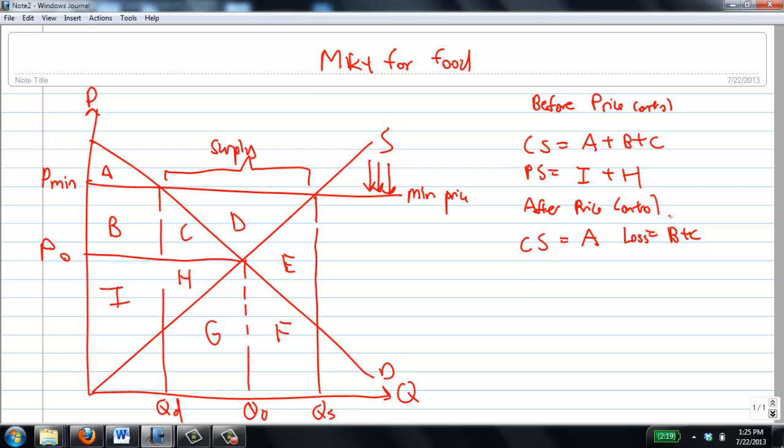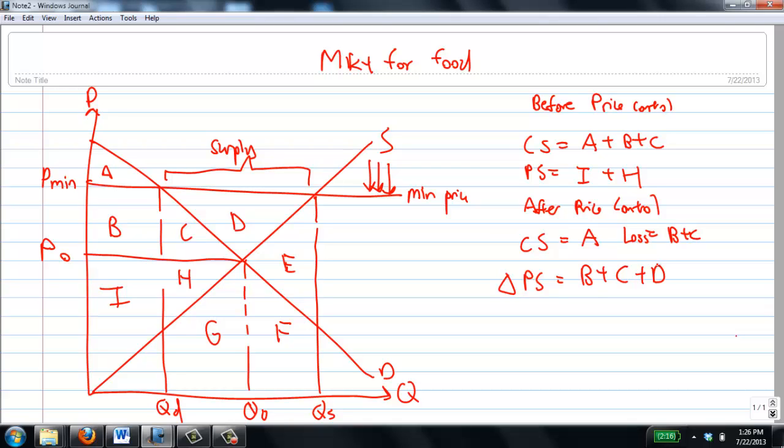Whereas for the producers, they have a gain. They gain because they sell up to QD at a higher price P minimum, and they also manage to sell more food to the government. Remember, the government guarantees to buy the unsold food at P minimum. So the change in producer surplus is basically B plus C plus D. It used to be I plus H. That's because they sold Q naught at P naught price, but now they are selling QS at the P minimum price. So B plus C plus D is the gain in the producer surplus.